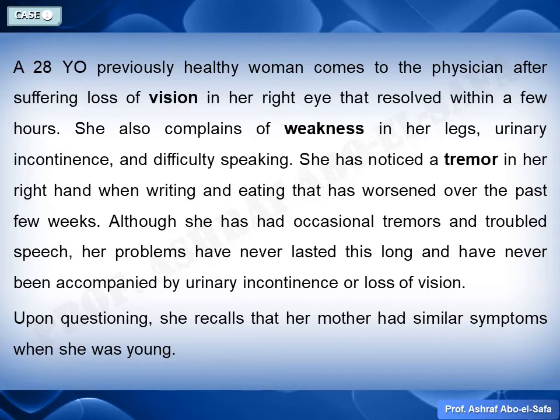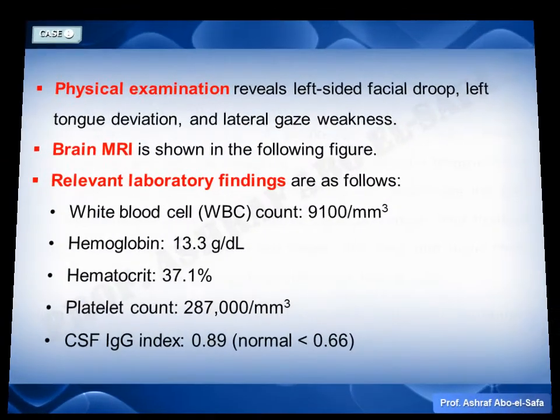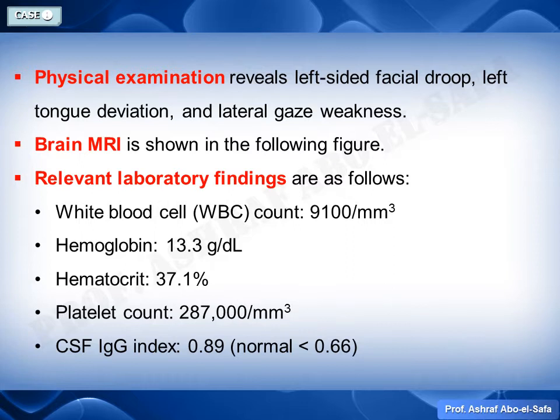Upon questioning, she recalls that her mother had similar symptoms when she was young. Physical examination reveals left-sided facial droop, left tongue deviation, and lateral gaze weakness. Brain MRI is shown in the following figure. Next slide, we'll see it.